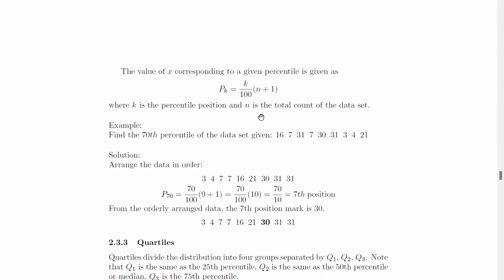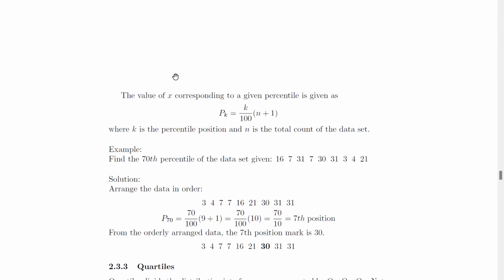Now, you may also want to find the value of X corresponding to a given percentile. That's the opposite of what we've just done. Now we want to know, if you have a data set, which of these values represents, for example, the 70th percentile. The formula you use is this, where K represents the particular percentile you are talking about. So if you're talking about 70th percentile, then K here will be 70.